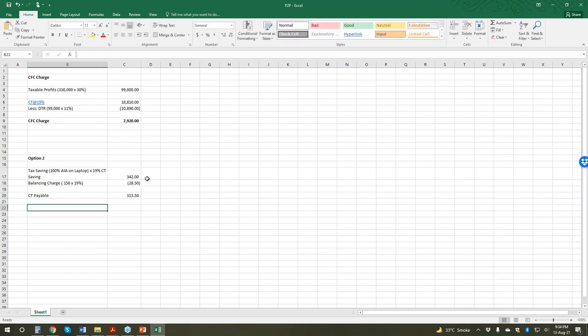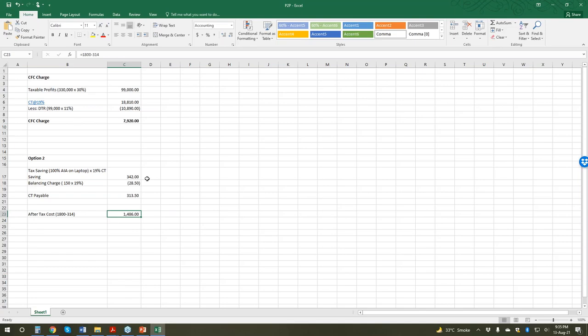Now we have to work out the after-tax cost. The after-tax cost will be 1800, that is the price of the laptop. Let's deduct 314. I have rounded it off. 1486 will be the after-tax cost of the laptop for the company.